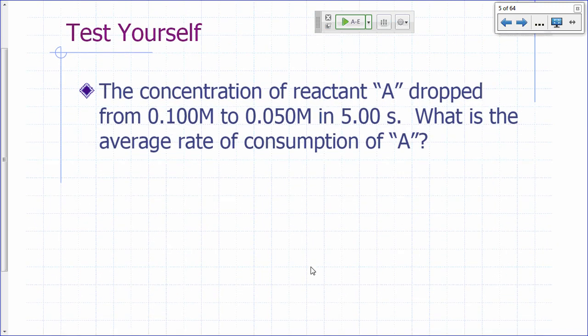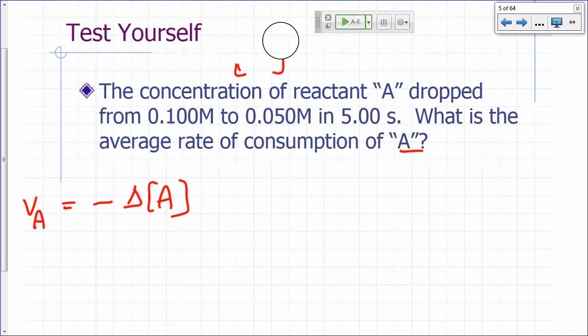Okay. So let's look at a simple example here. Let's say the concentration of reactant A dropped from 0.100 moles per liter to 0.05 moles per liter in 5 seconds. What's the average rate of consumption of A? So what would that be? Consumption of A would be, you can say V sub A, the speed of the reaction, the rate of the reaction. In terms of the rate of consumption of A, it would be negative delta A, change in concentration of A. Okay, the brackets, remember, means concentration in moles per liter, right? Divided by delta T.